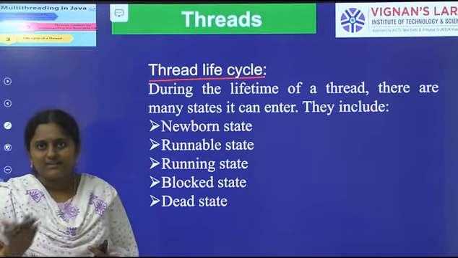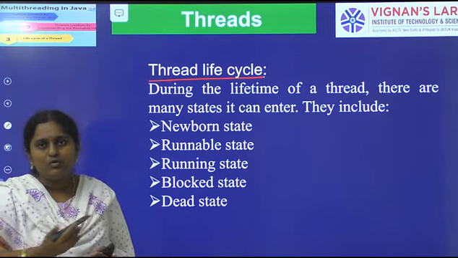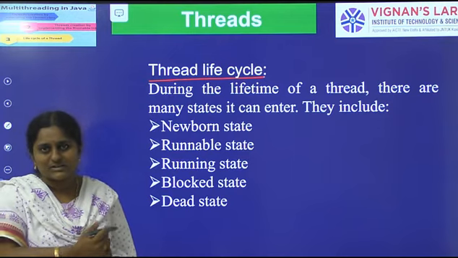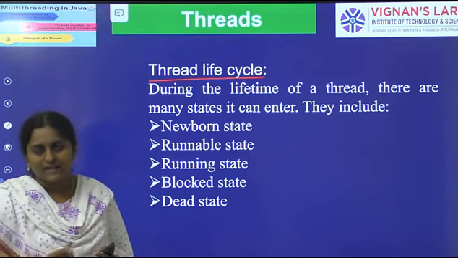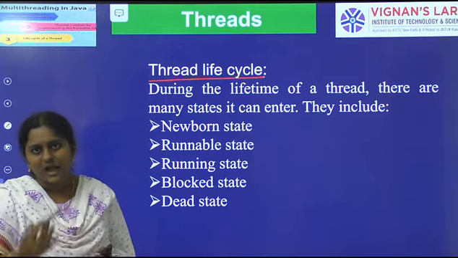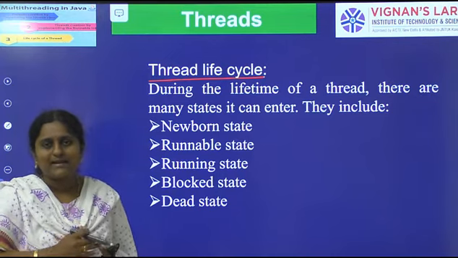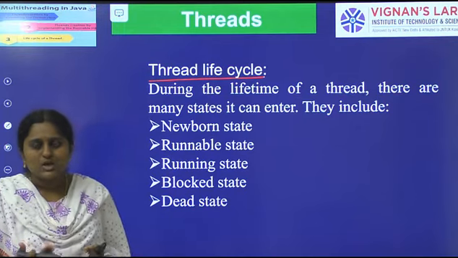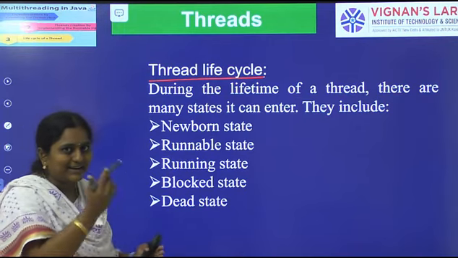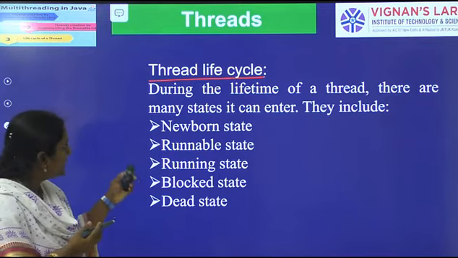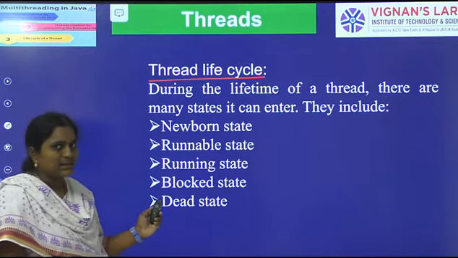For example, when one thread is created, it has one state. Suppose the thread is processed, it moves to another state, and when the thread is terminated, it has another state. During the life cycle of a thread, it enters into many states. So what are the states available in the thread life cycle?